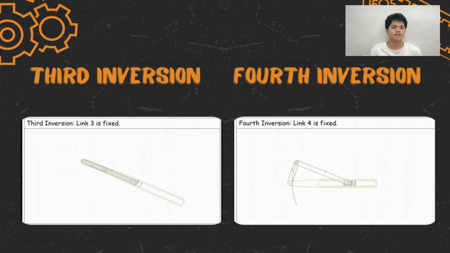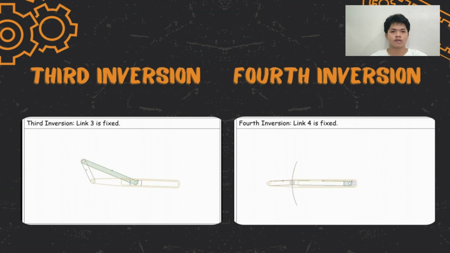The fixed coupler serves as a support structure, allowing the remaining links to move relative to it and generate complex and controlled motion. The third inversion is used in mechanisms where the coupler must remain stationary while enabling the other parts to move, such as specific types of levers, mechanical presses, or guiding systems in machinery that requires constrained oscillatory or rotary motion. And lastly, the fourth inversion, where the slider is fixed or the link 4.